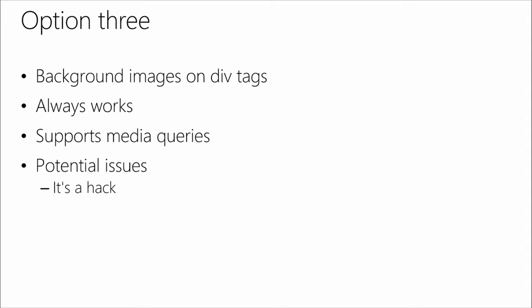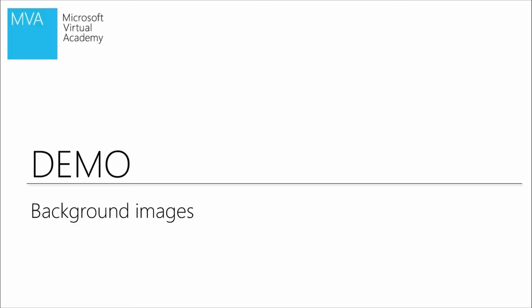Now the last option is to use the background image capability inside of CSS. Add in a div tag, and then just set the background image, and then we can also go with media queries to go in and set everything up appropriately. Now, this does work, but it's a little bit hacky because you're not sending down an image the way that you typically would. You're putting it inside of a div tag. But let's go in and see how it works anyway.